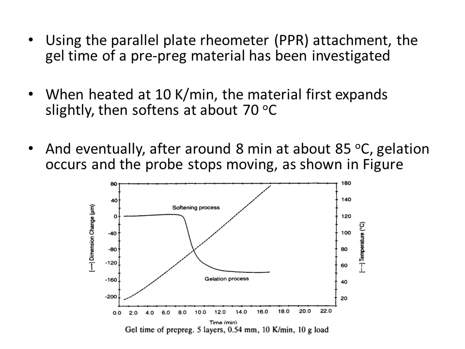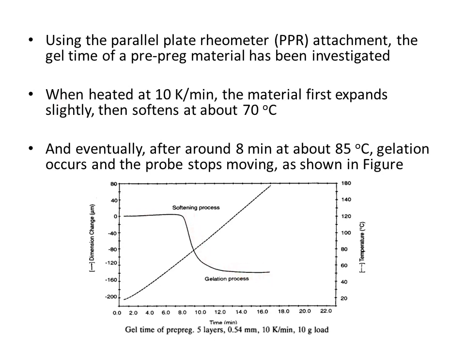Then, using the parallel plate rheometer attachment, the gel time of pre-preg material, which is a kind of fabric, has been investigated. So here is the TMA curve, which shows the gel time of pre-preg using 5 layers in these conditions. Here is the time on this axis, here is the dimension, and here is temperature. This curve shows the cross-linking increasing with the passage of time, and this is the curve for pre-preg.